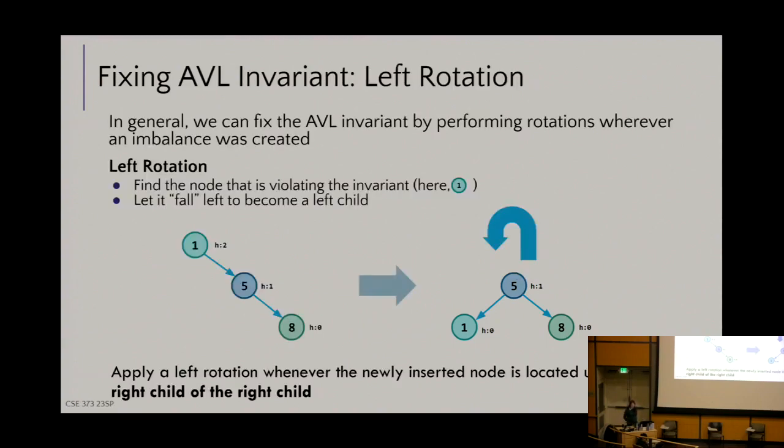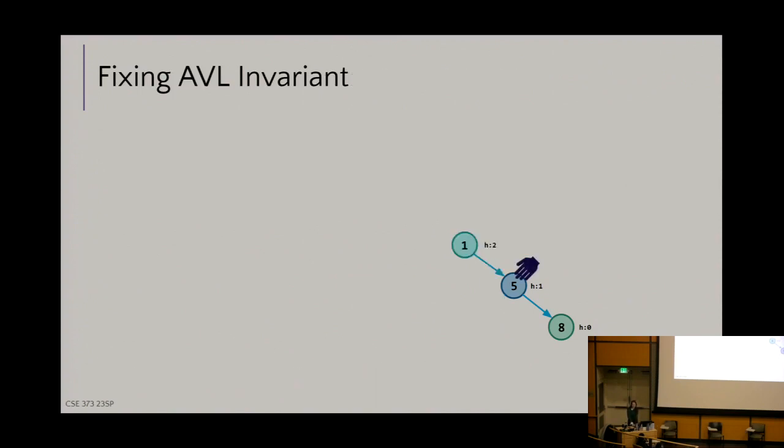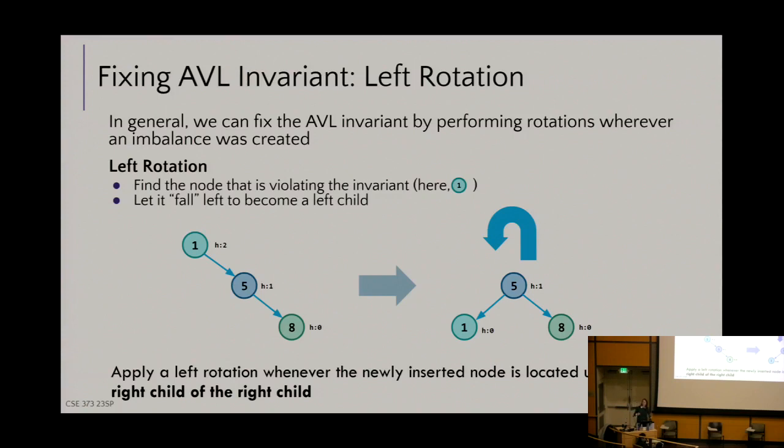This is what's called, in this particular case, a left rotation, because the line was pointing to the right, so I needed to pull that middle one up and force that top node down to the left. So I had to move the tree in the opposite direction that it was leaning towards, right? Because if I want to balance something, I have to counteract the direction in which it's leaning. So if it's leaning right, I've got to rotate left. This is called a left rotation. You apply it whenever a newly inserted node is located under the right child of the right child.